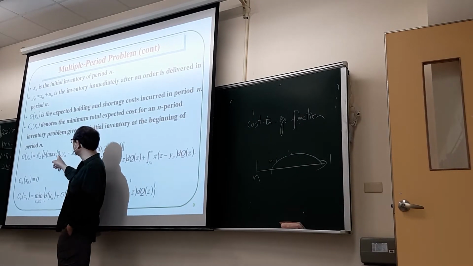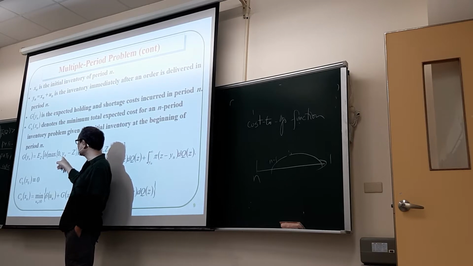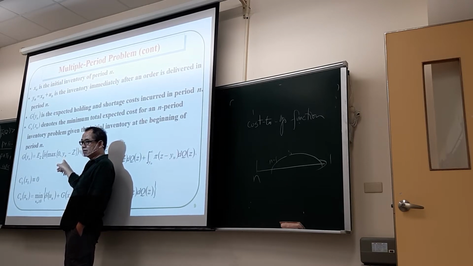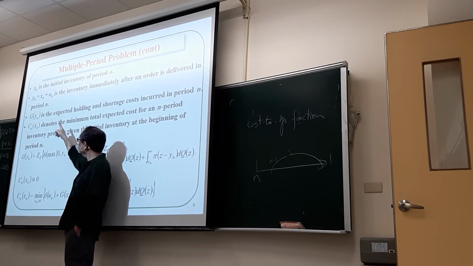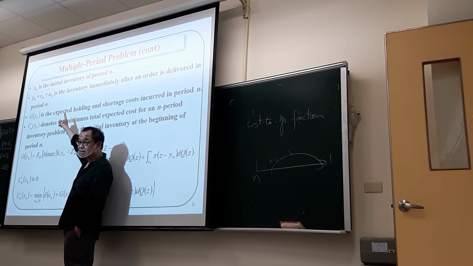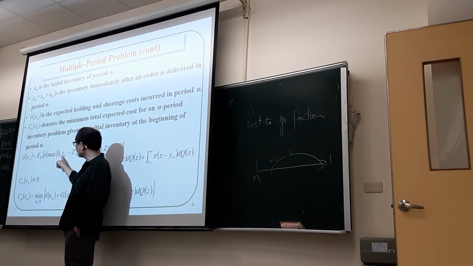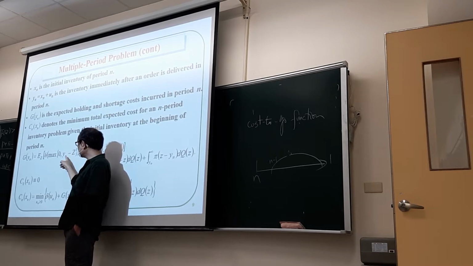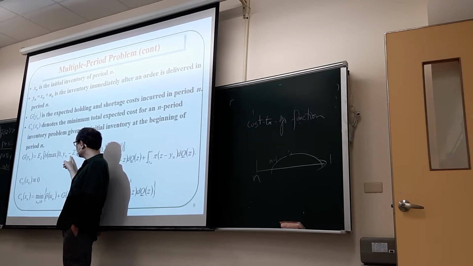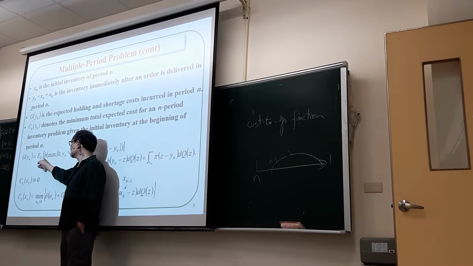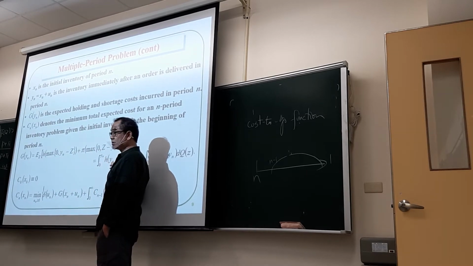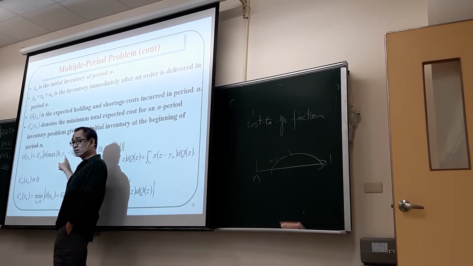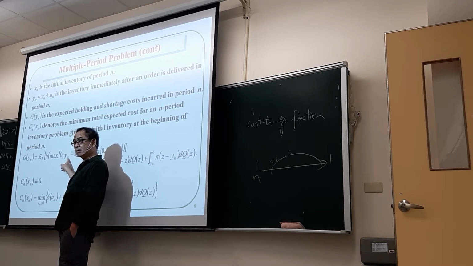You see the maximum of 0 and y, what is Yn? Initial inventory plus the order, right? So you see the maximum of 0 and the inventory level is what? Holding cost. This is overage, right? And this is underage cost, right? So this one is overage.